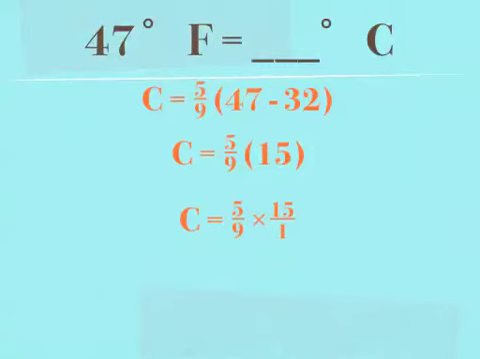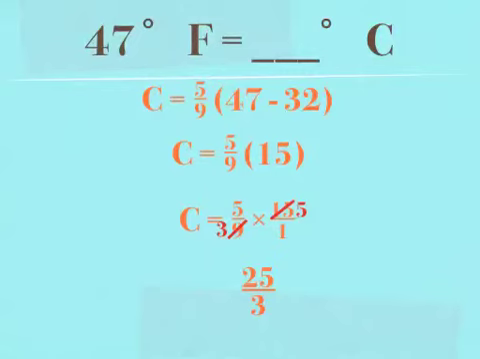And then if you look at 15 and 9, they are both divisible by 3. So we're going to get rid of the 15, get rid of the 9. 15 divided by 3 is 5, so we're going to replace 15 with 5. And 9 divided by 3 is 3, so we're going to replace the 9 with a 3. Now we're ready to multiply straight across. On top I have 5 times 5, which is 25, and on the bottom I have 3 times 1, which is 3. Now this is an improper fraction.